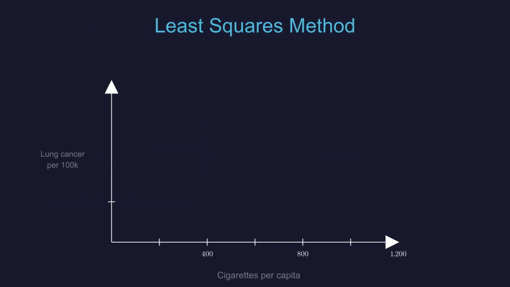The idea behind regression is simple. Find the line that best fits the data. But what does best fit mean? We want the line that minimizes the total squared distance from each point to the line.